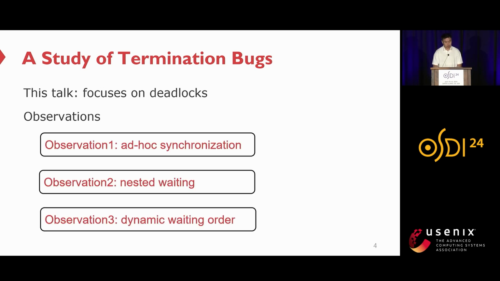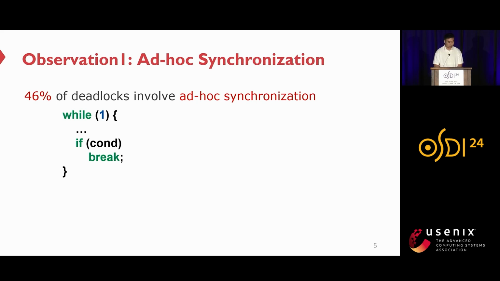Now, let's look into deadlocks. To understand why deadlocks are so difficult to avoid, we make the following observations. The first observation is that about half of deadlocks involve ad-hoc synchronization, which is often not supported by existing deadlock analysis tools. An example of ad-hoc synchronization is the following busy waiting loop.